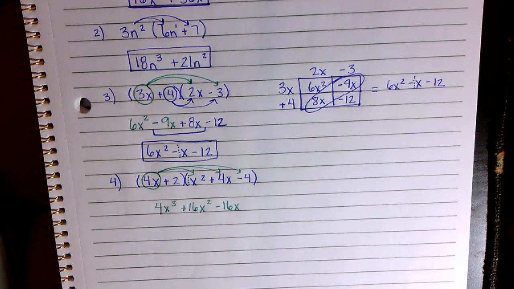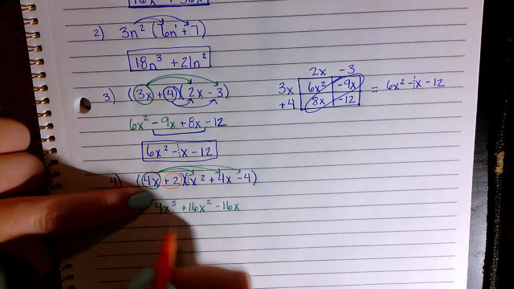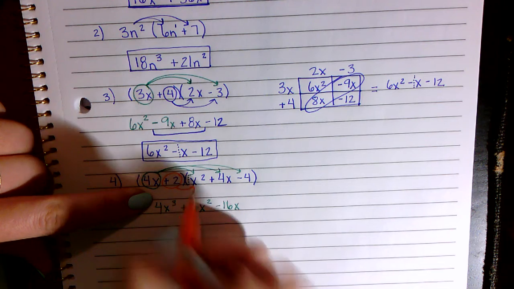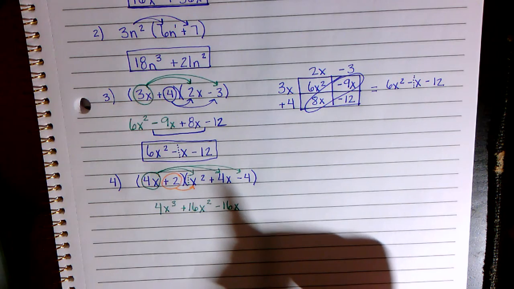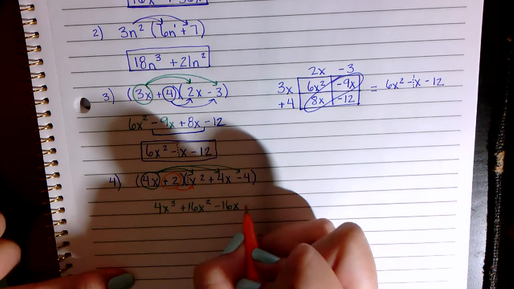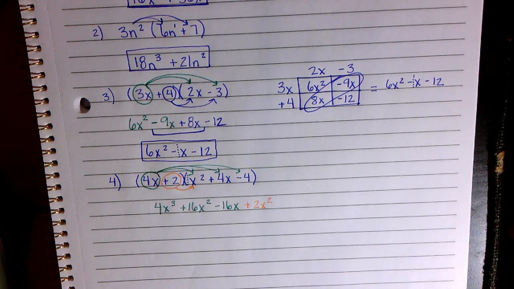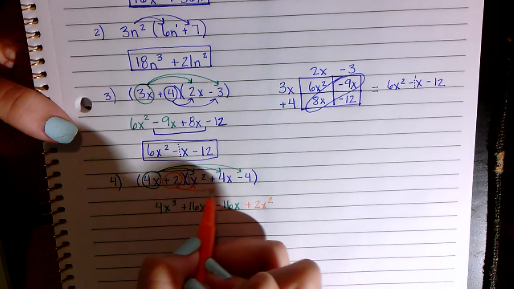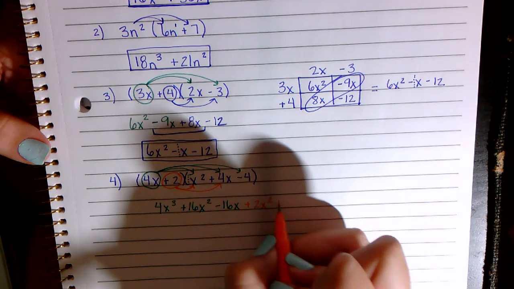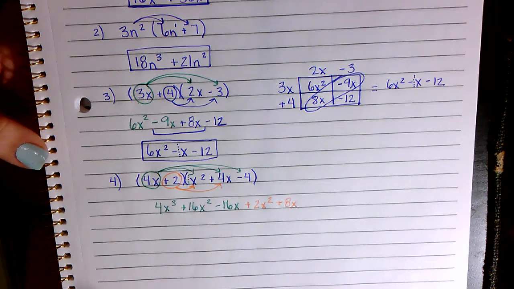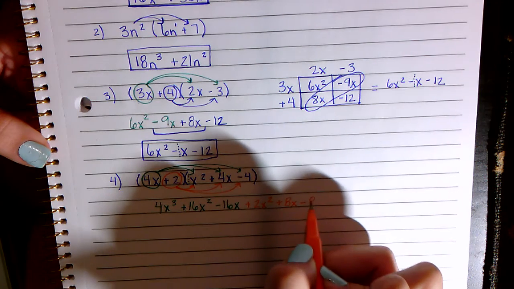Now let's move on to the second number in our first set of parentheses, positive 2. Let's multiply the positive 2 by the x squared. 2 times this imaginary 1 is just 2, and then your x squared comes with you. So we have plus 2x squared. And then 2 times 4x, well, 2 times 4 is 8, and then you keep the x, so positive 8x. And then 2 times negative 4 is negative 8.